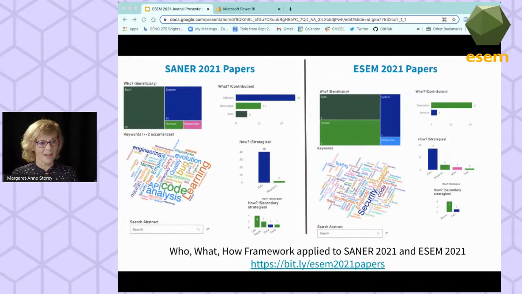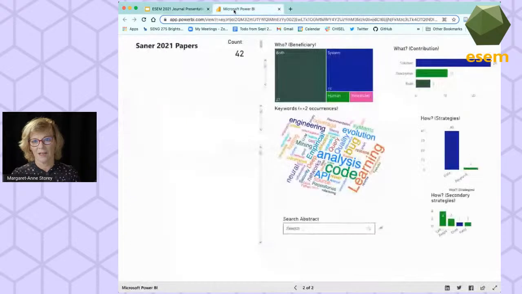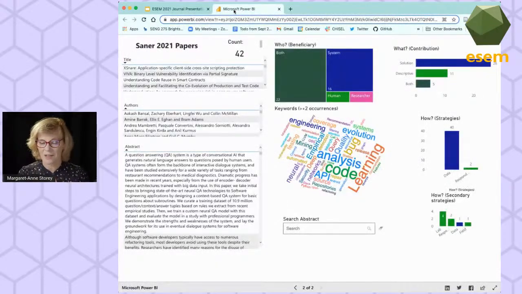And actually here on the left, we also applied it to another conference, SANER. You can see on the left side that with SANER, that's about software analytics, a lot of the papers are focused more on system or on system and human. You see the both there. And on the right, this is when we apply it to ESEM. There's a bit.ly link here that you can go to, and you can actually use a visualization to navigate around, and you can see what the different kinds of papers are.